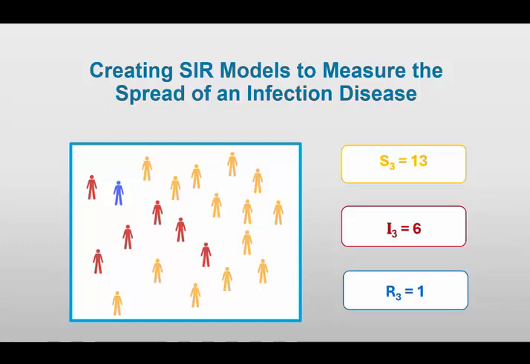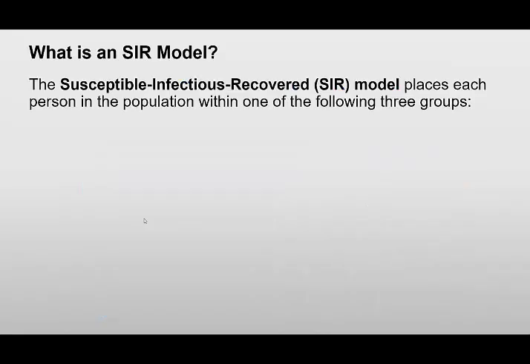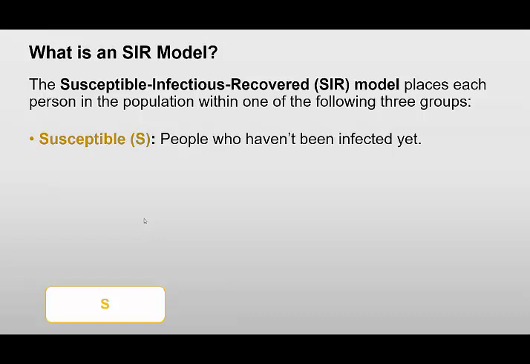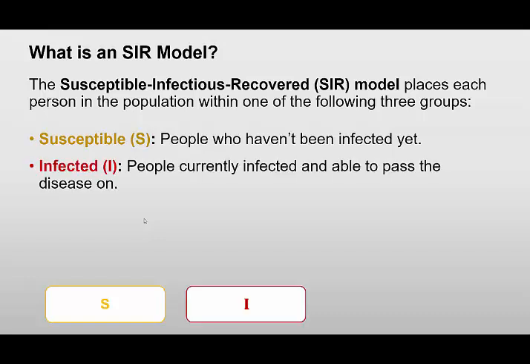down this outbreak? The SIR model, which is short for the Susceptible, Infectious, Recovered model, places each person in the population into one of the following three groups. The susceptible group are people who are in the population but have not had the disease yet. However, they might get it in the future.